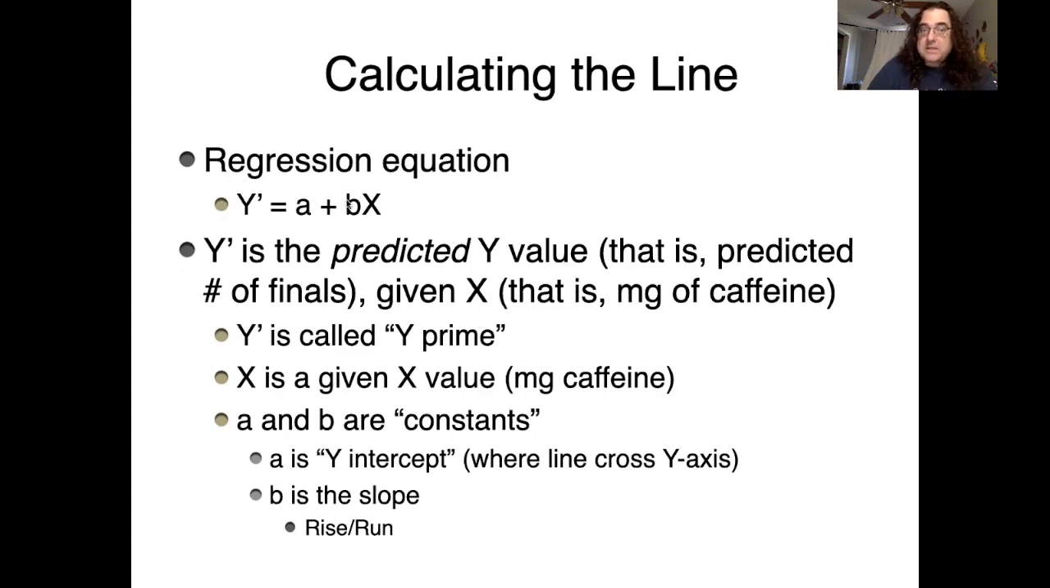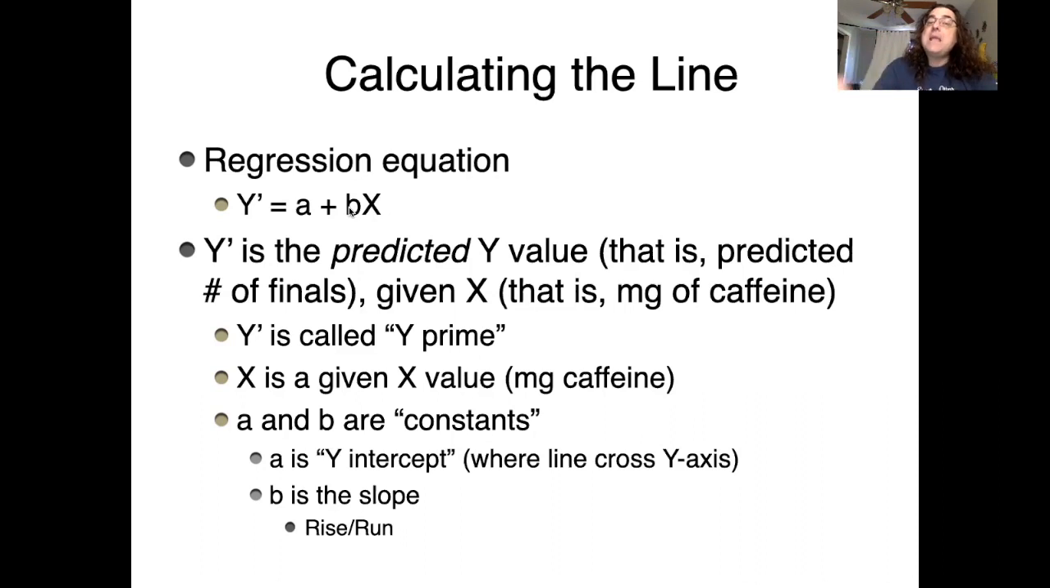Y prime here, and that's how we pronounce it, y with the apostrophe, is y prime. Y prime is the y value that our regression would predict for a given x value. All of those predictions are going to lie along a line. So if you put in an x value, you apply this formula and you get a point, that point will be one of the points on our regression line. All right? X can be whatever it wants. You can pick any number of milligrams of caffeine from negative infinity to positive infinity. Y prime is determined by putting that X into the equation.